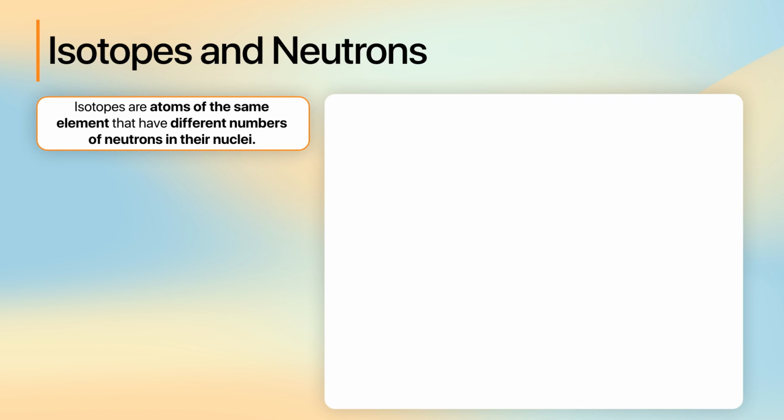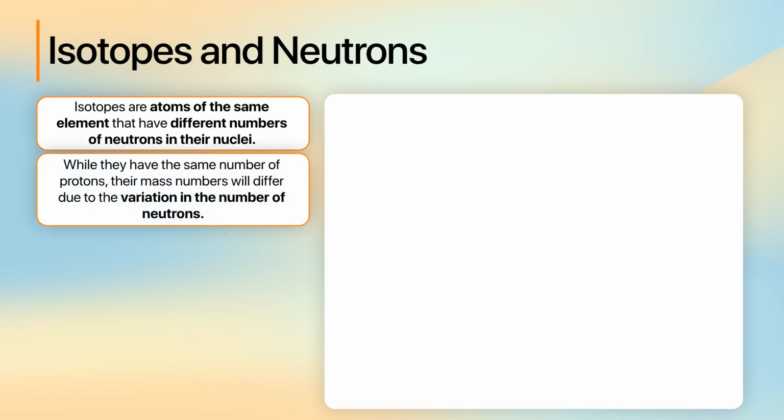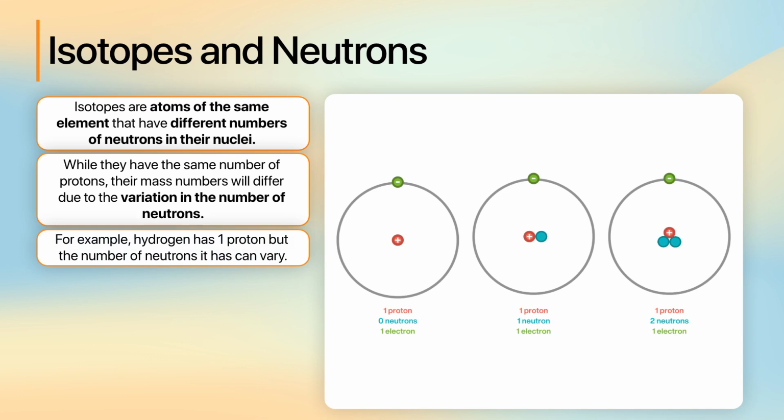Isotopes are atoms of the same element that have different numbers of neutrons in their nuclei. This means that while they have the same number of protons, their mass numbers will differ due to the variation in the number of neutrons. For example, hydrogen has one proton, but the number of neutrons it has can vary. Here we can see three different hydrogen isotopes, each with a different number of neutrons, and therefore different mass numbers.